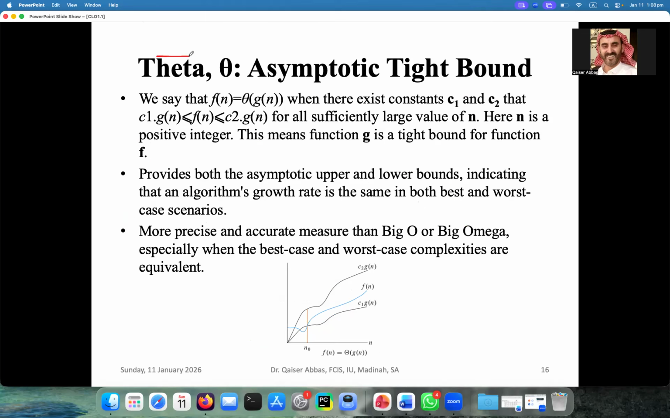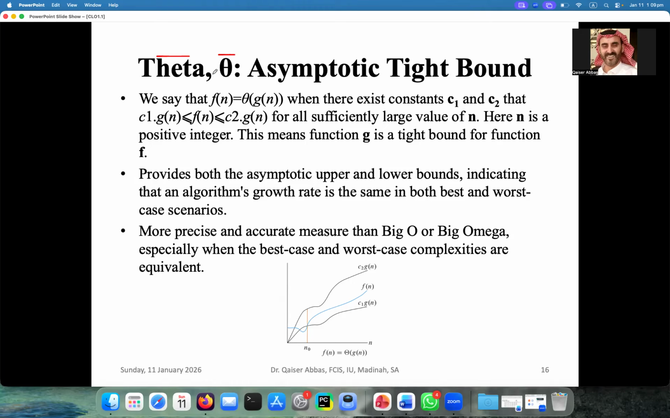Theta. Asymptotic tight bound. Big O is upper bound. Big omega is lower bound. This theta is what? There is no upper or lower here. Theta is what? Tight bound. Tight bound means close to that, exactly that. It represents the average case for real life cases. Or you can say it is closer to your real world or your real data and your algorithms.